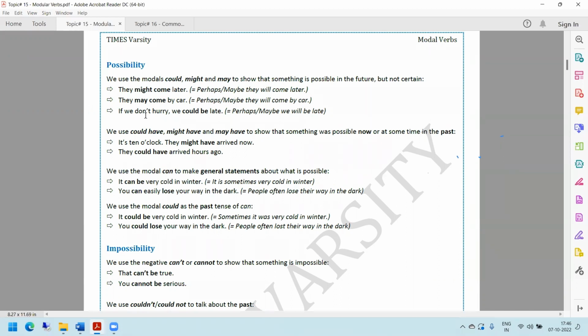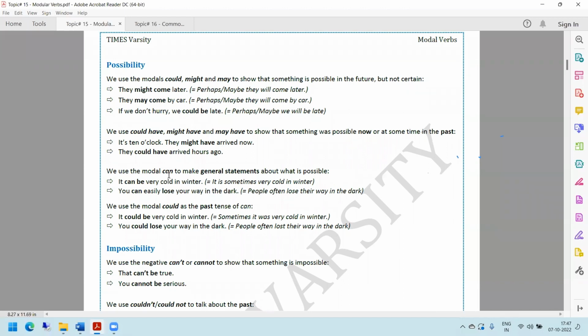If we don't hurry, we could be late. It could be. So it's perhaps or maybe we will be late. Okay. To express probability, could, might, and may are used. So we use could have, might have, and may have to show that something was possible now and at some time in the past. Like, it's 10 o'clock. They might have arrived now. They could have arrived hours ago.